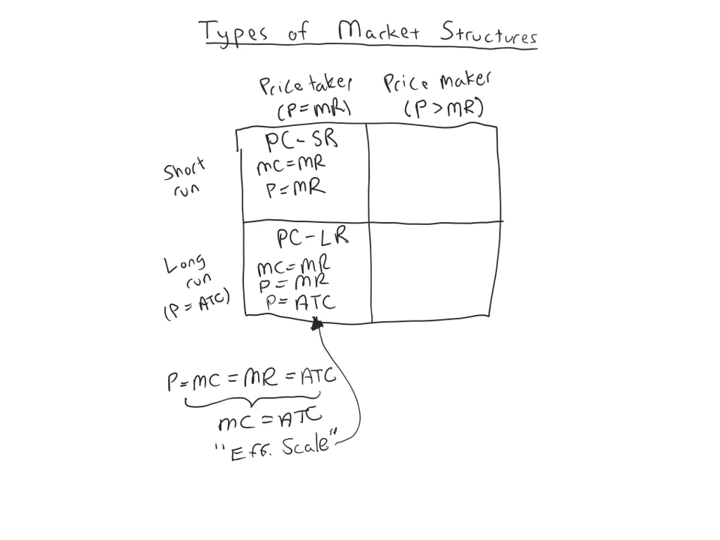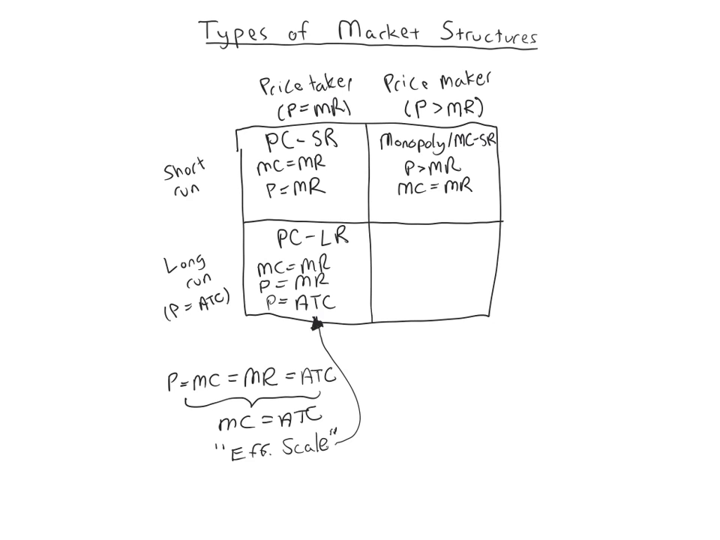So those are two types of market structures we studied. The other two we studied are monopoly and monopolistic competition in the short run. We studied these as two separate market structures, but they're actually the same. There's no way to distinguish them. Anytime you have a price maker, so you have P greater than MR, and you have profit maximizing MC equals MR, that characterizes both monopoly and monopolistic competition in the short run.